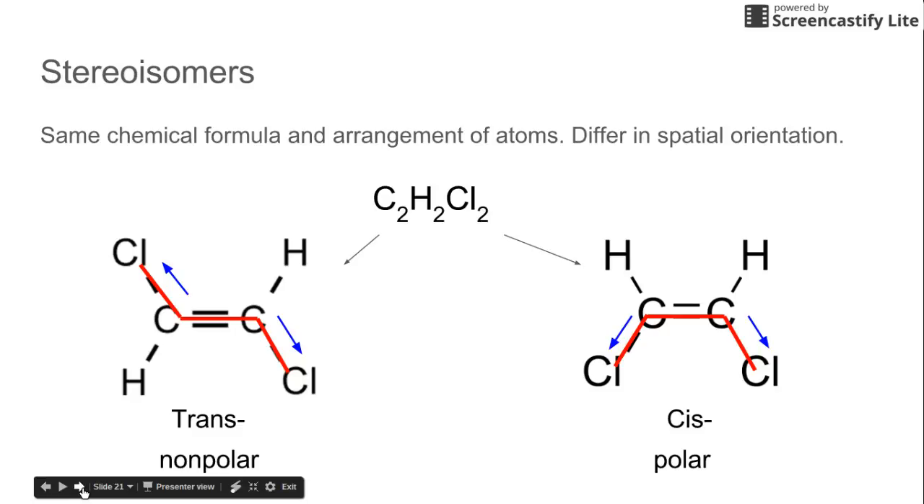This would translate into a difference between boiling and freezing points, vapor pressure, and all of that, because the trans version is going to only have London dispersion forces, and the cis version is going to end up being polar, so it would end up having dipole-dipole forces. So what you need to remember about isomers is that they have the same chemical formula, but different sorts of arrangements, and that can make a difference in their boiling points and their intermolecular forces.